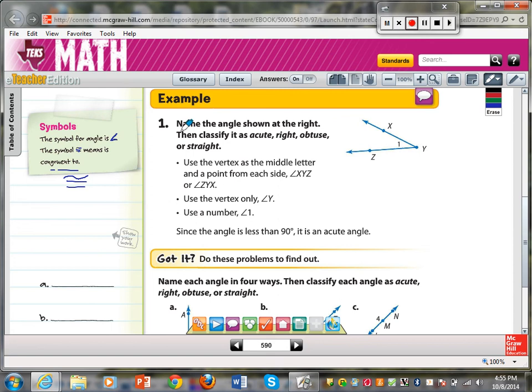Name the angle shown at the right. So here's our angle there. Then classify it as acute, right, obtuse, or straight. And I just gave you the definitions for these right now, and what they have to measure. First, this is 1. Use the vertex as the middle letter, and a point from each side. So if you take a look at here, this Y is the actual vertex. And it's right in the middle, as you can see here.